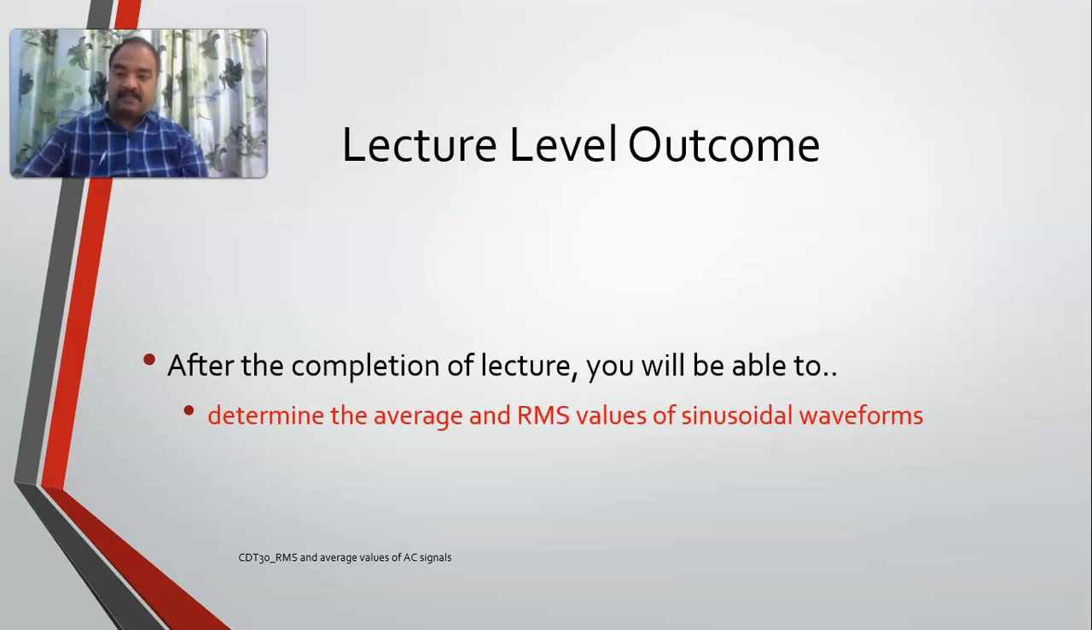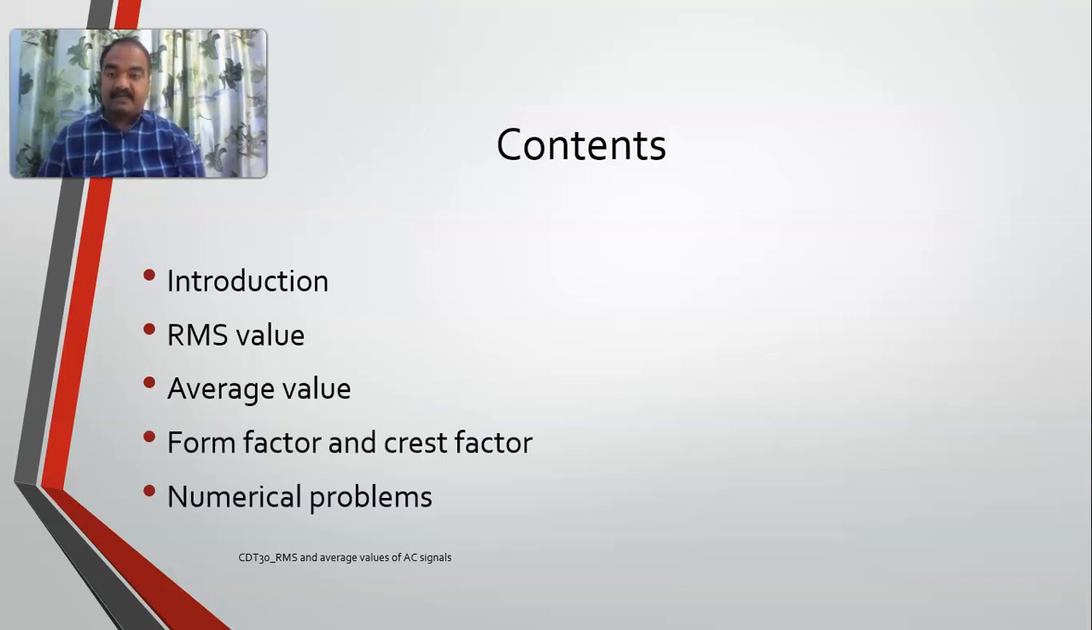So I hope that by the end of today's lecture, you will be able to determine average and RMS values of AC waveforms. I will start with simple waveforms, and in the coming classes I'll discuss sinusoidal waveforms in detail. Before going for this, let me give a simple introduction, and then I will tell you what actually RMS and average value are, and then two more terms, form factor and crest factor, and later on we will move on to the numerical problems on how to calculate RMS value and average values of given signals.